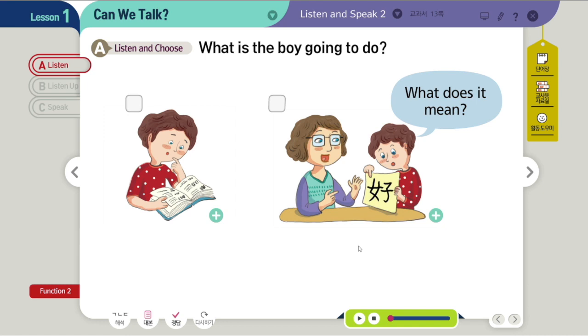What is the boy going to do? This is an answer following the question, how about blank? Let's listen one more time.